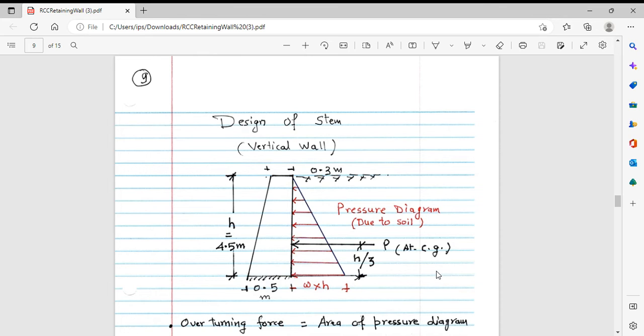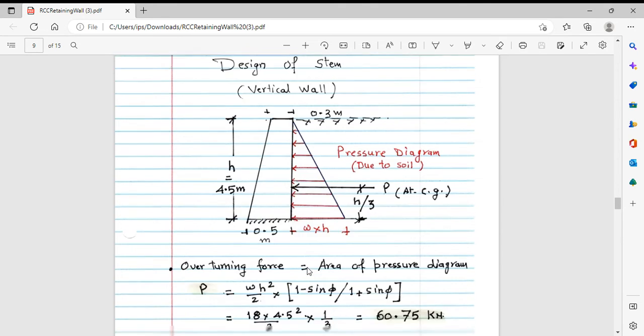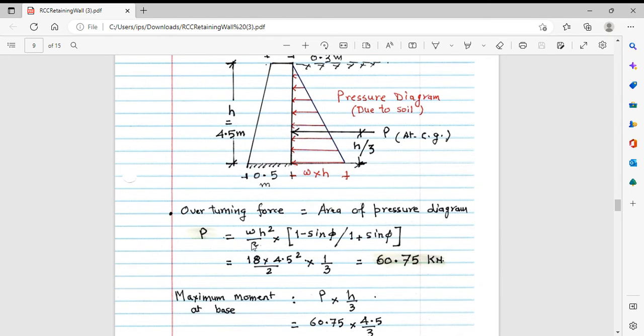First of all, we go for the vertical wall, which we call the stem. It is considered fixed at the base. The soil pressure acts on it up to 4.5 or 5 meters, because below that there will be the base slab. So the total pressure will be as usual, but instead of 5 meters as taken previously, it is wh square by 2 into (1 minus sine phi) upon (1 plus sine phi), with phi taken as before.